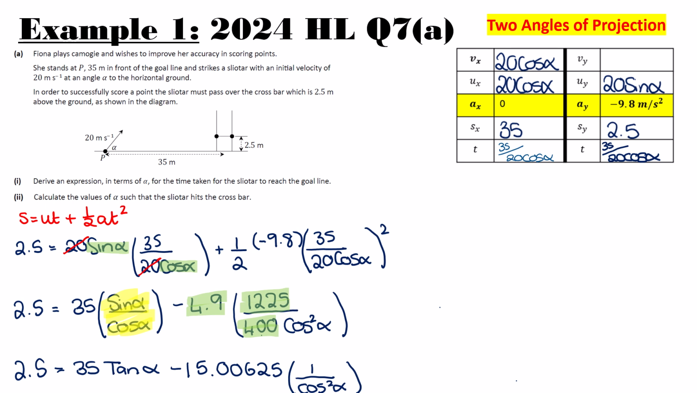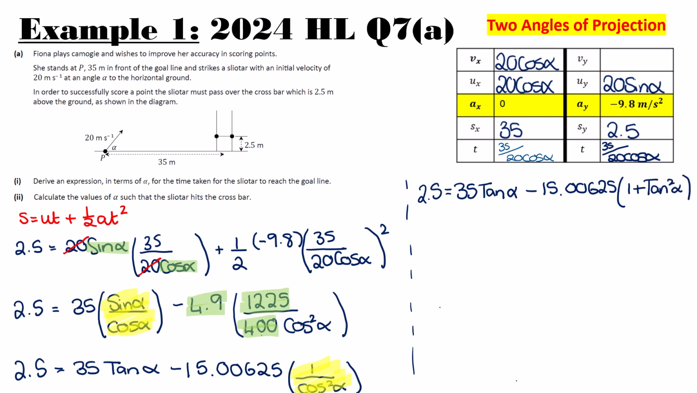But we now know we have 1 over cos squared alpha, and using the idea that 1 over cos alpha is the same as sec alpha, so 1 over cos squared alpha is sec squared alpha, we can now replace this so it's in terms of tan. So that's going to give us 2.5 is equal to 35 tan alpha minus 15.00625 times 1 plus tan squared alpha. So that is a combination of two different identities that can be found on page 13. Make sure you're familiar with it.